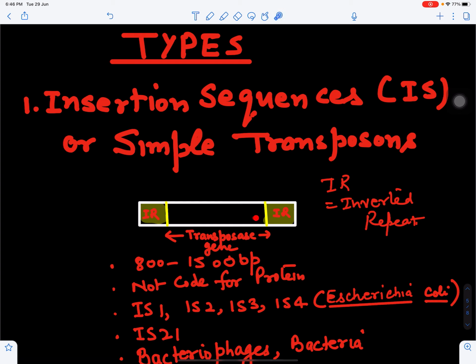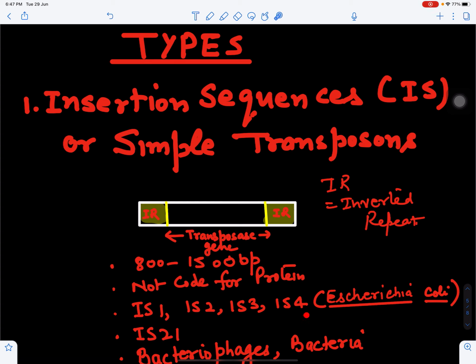Now this part is the coding region, the transposase gene, and this can form the enzyme transposase. This transposase gene is responsible for its transposition, meaning its insertion into another DNA. Usually this is made up of 800 to 1500 base pairs, not coding for any other protein. In the bacterium Escherichia coli, various kinds of insertion sequences are found: IS1, IS2, IS3, IS4. Recently in a bacterium, IS21 has been discovered. This is also found in bacteriophages and bacteria.